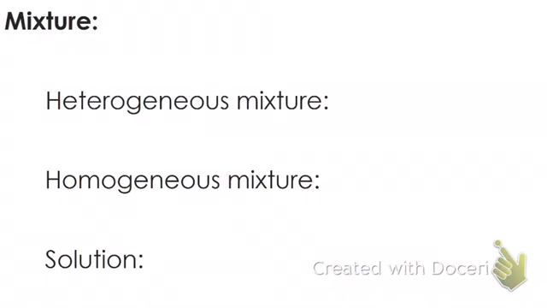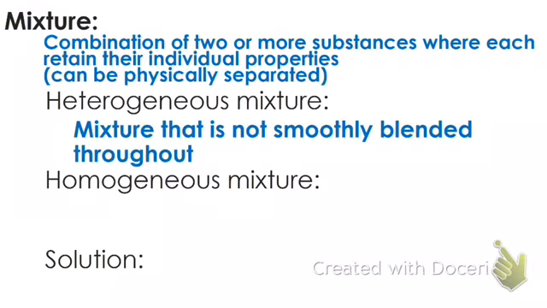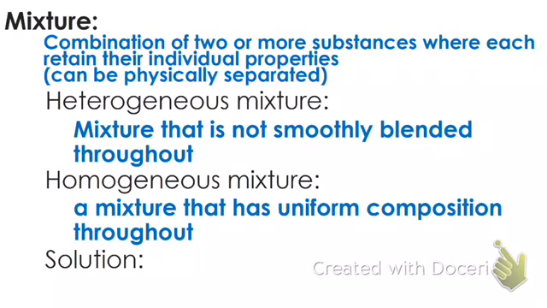Mixtures are not pure. Mixtures are combinations of 2 or more substances, and this is important. They retain their individual properties. They haven't been chemically changed when they've been mixed, and so they're each still that separate thing, they just happen to be together. Heterogeneous mixtures are mixtures that are not smoothly blended. These are our chunky mixtures. Homogeneous mixtures have uniform composition, which means they look the same throughout.